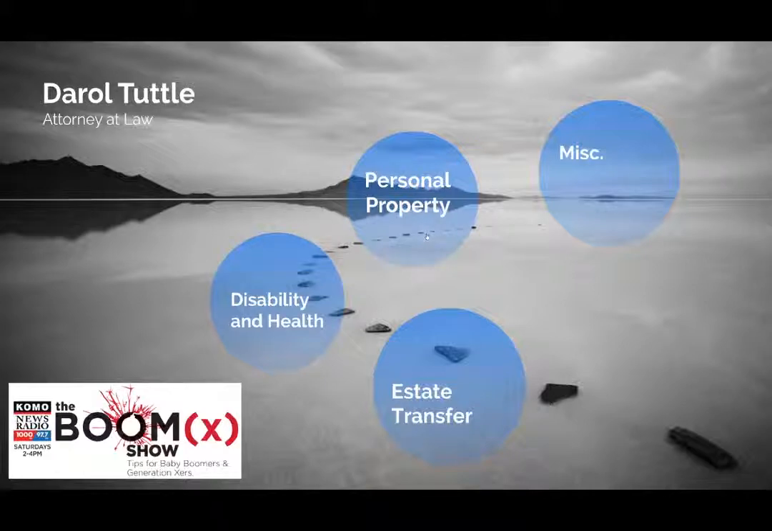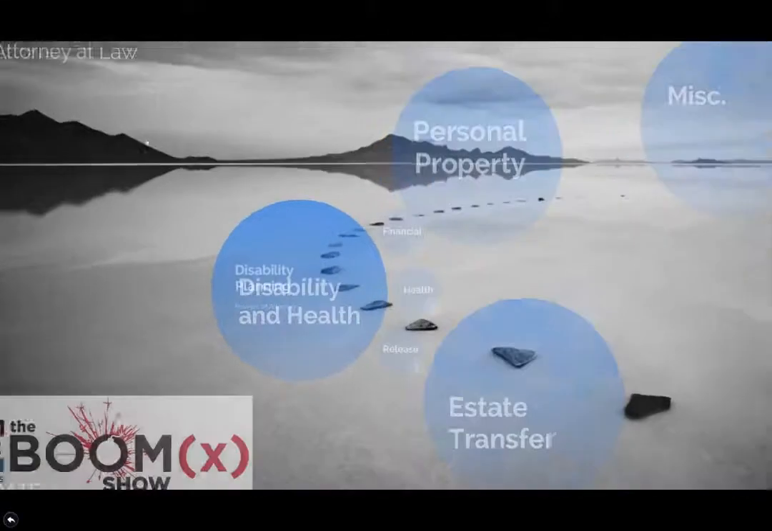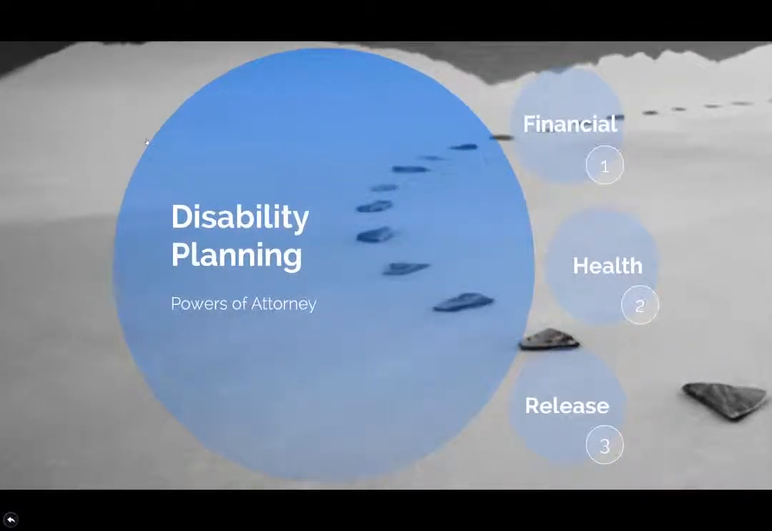Financial accounts transfer by beneficiary designation forms. We'll talk about that later. And real estate is transferred by deed, quitclaim deed, or statutory warranty deed. The next category is disability and health. That includes your powers of attorney and your financial releases.